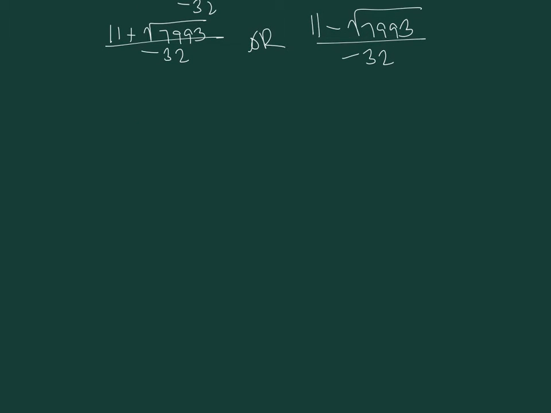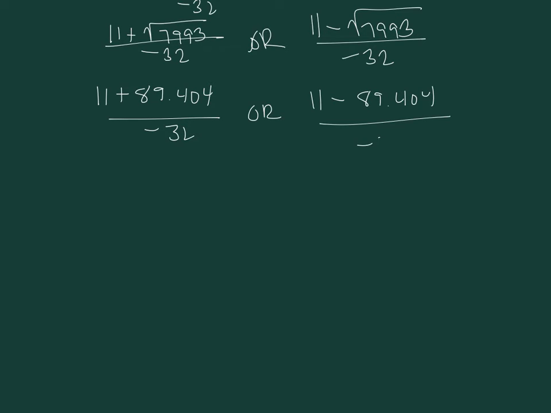The square root of 7,993 is going to be a big number. I'm not going to write this whole thing out, okay? But basically it's 89.404. Okay, so we're going to say this is 11 plus 89.404, going to 3 decimals, divided by negative 32, or 11 minus 89.404 over negative 32.